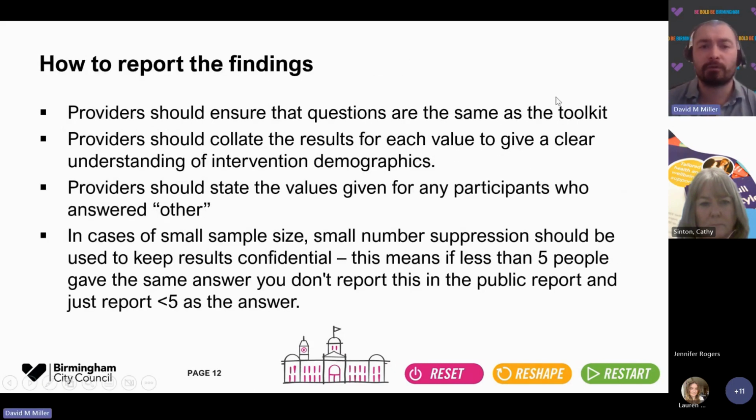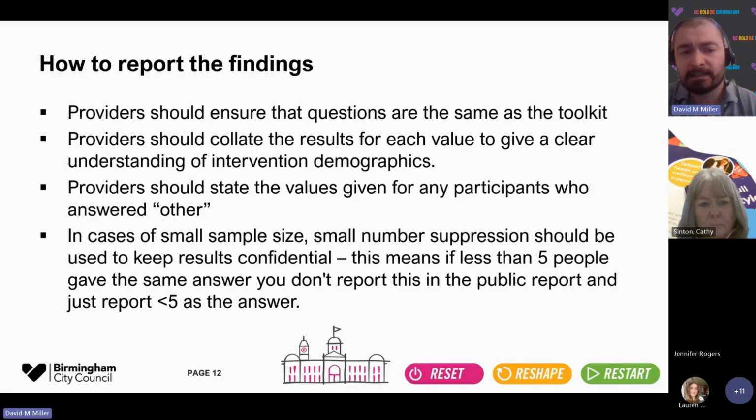So, how to report the findings. Providers need to ensure that questions are the same as the toolkit. As I said, that's really key for providing a comparison. Providers should collate the results for each value to give a clear understanding of intervention demographics. Also really key, especially so we understand what's needed for different communities and what the impact is for different communities. Providers should state the values given for any participants who answered other.